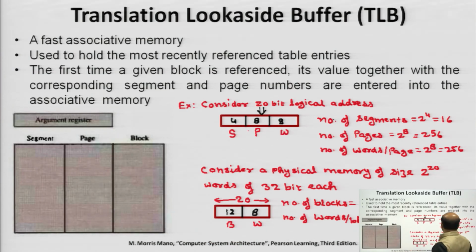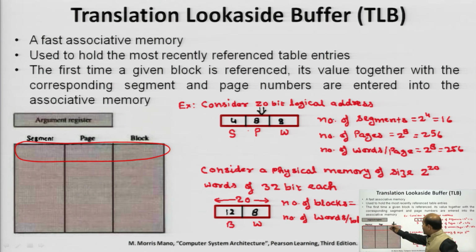So, let us take one example in this case. To avoid this drawback, we can use one more concept, the fast associative memory concept. It is also called the translation look-aside buffer, TLB. We can store the segment, corresponding page number and block number in a single row of this table. So this table will provide the segment number, page number, and corresponding to that page number the block number directly, all in a single entry.